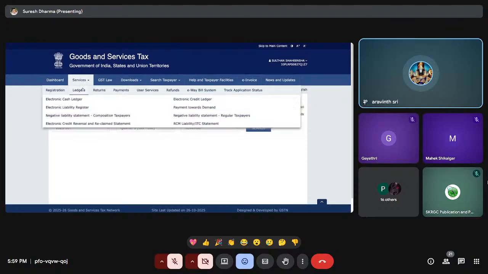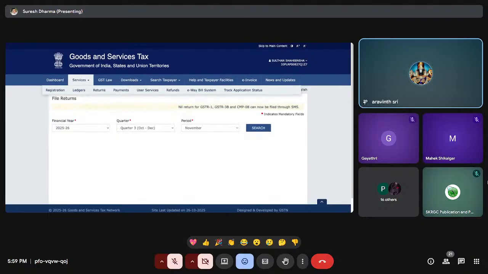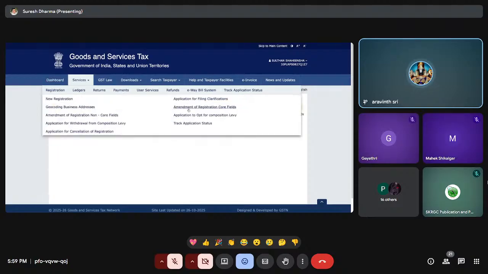So I'm going to tell you a little bit about the registration process, to conclude the session. The registration process.